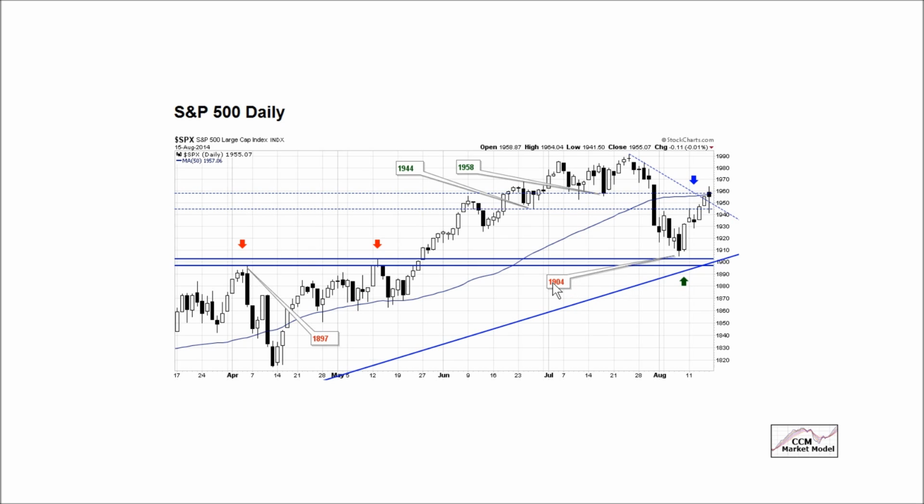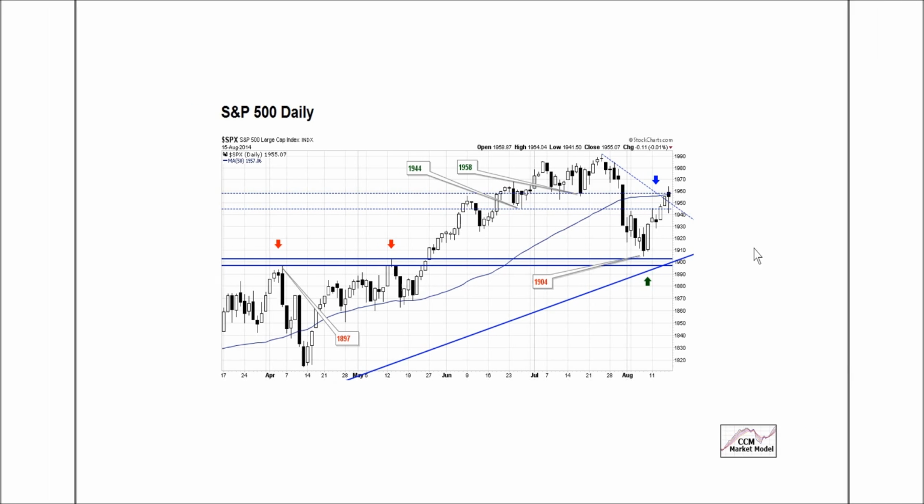If we break 1904, now we have a low, a lower high, and that would be a lower low. That's a downtrend. The odds of a correction would be greatly diminished if the S&P 500 can go on to make a new high here above 1990. We'll enter next week with a flexible, unbiased, and open mind.